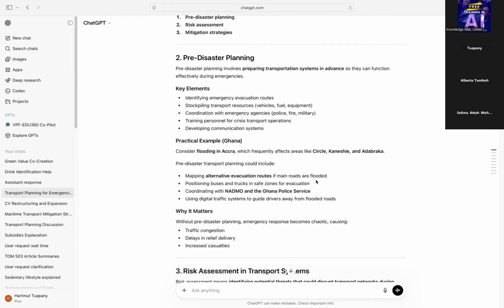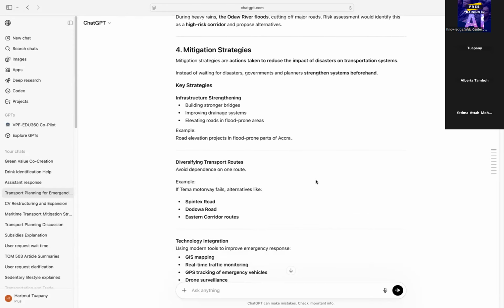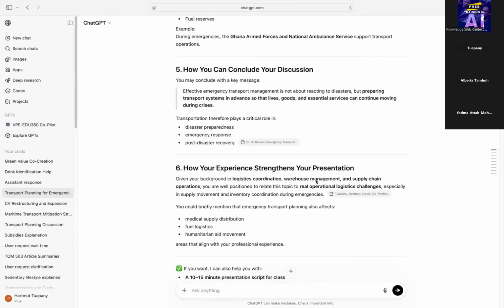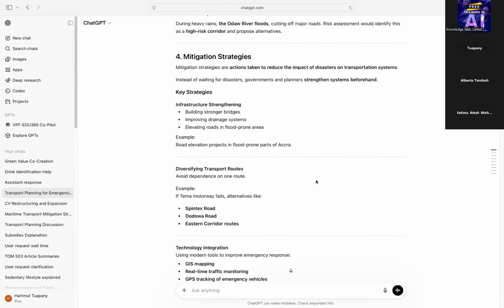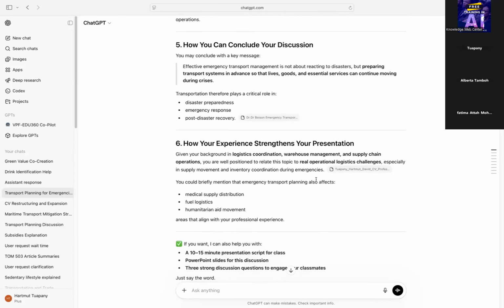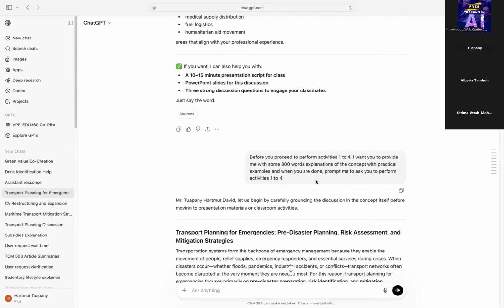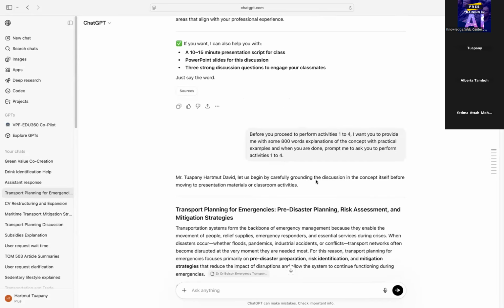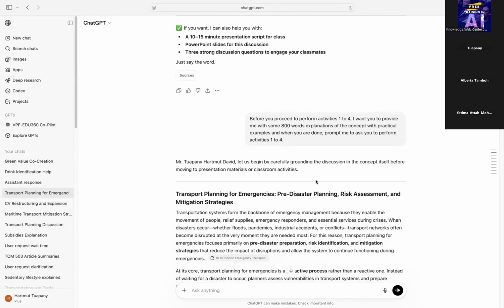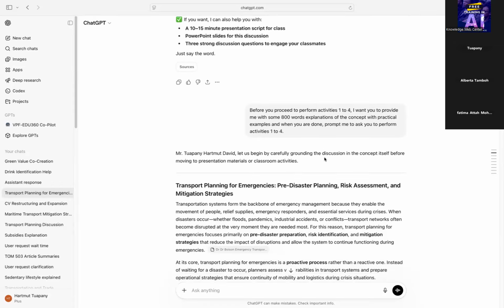Well, don't read everything. Okay. So after I asked it, before you proceed to perform activities 1 to 4, I want you to provide me with some 800 words explanation of the concept with practical examples. And when you are done, prompt me to ask you to perform activity 1 to 4.